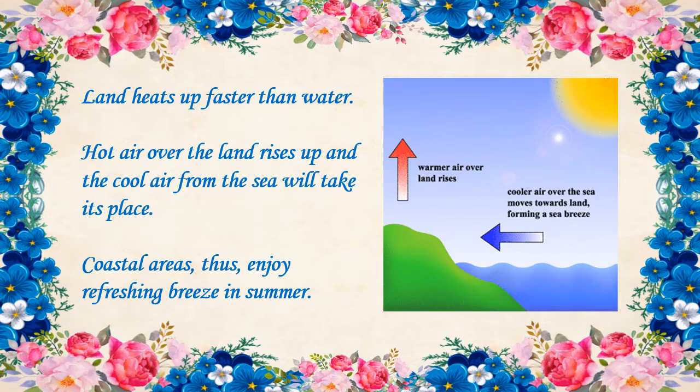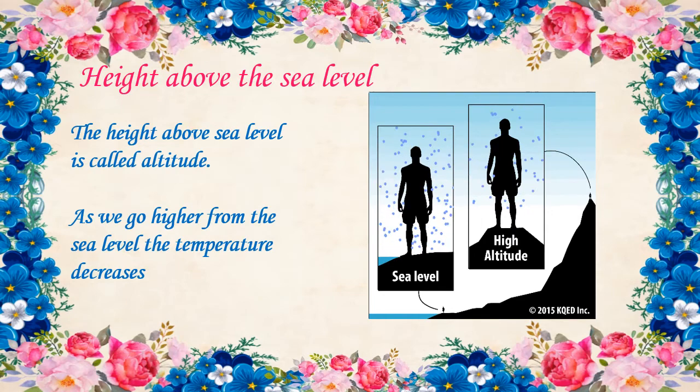The land heats up faster than water. When the sun's rays fall on the land, it will heat up much faster than water. So when this land gets heated up, the hot air from the land rises up and the cool air from the sea will take its place. Coastal areas therefore enjoy a refreshing, cool breeze during the summers, when cooler ocean air moves towards the land.